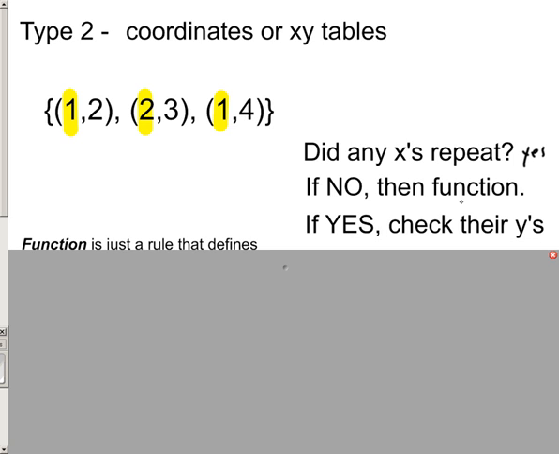So if yes, check their y's. Let's see about this. Which ones repeated? It was the ones. So check the ones that repeated. This one got me a 2, right? And this one got me a 4. Let's stop and think about how that would look if I graphed it. Here's 1, 2, and here's 1, 4. Do you see they're stacked up right on top of each other? That would flunk a vertical line test. So I would say no, this is not a function.